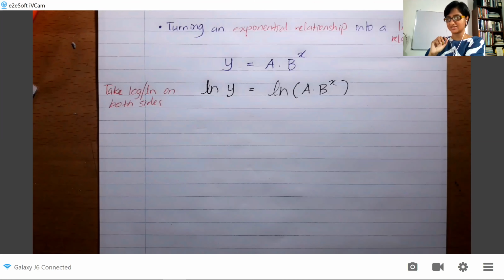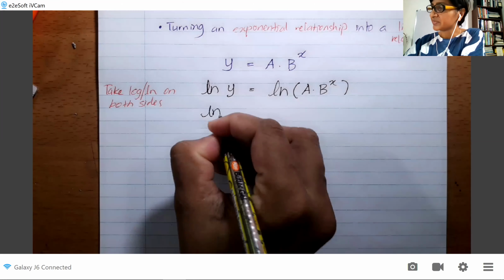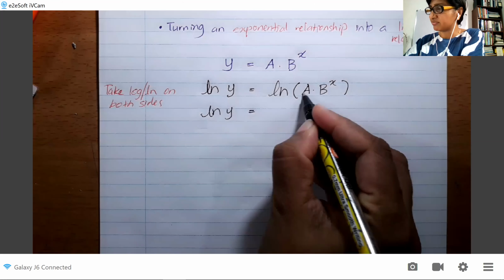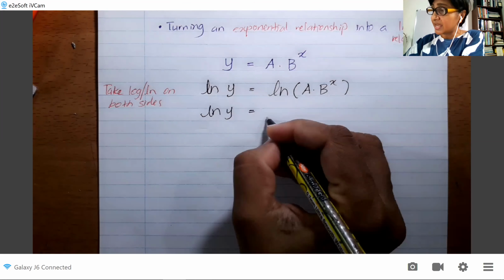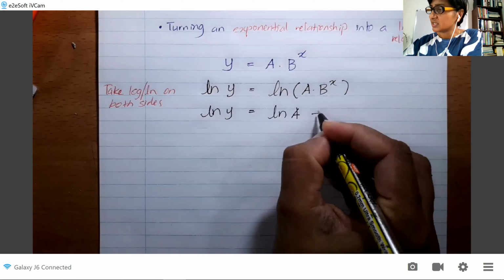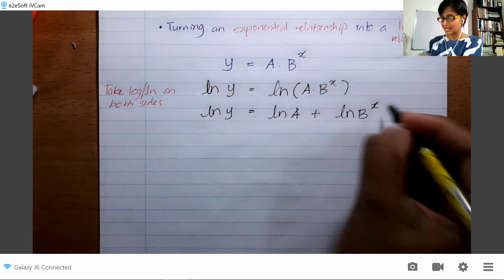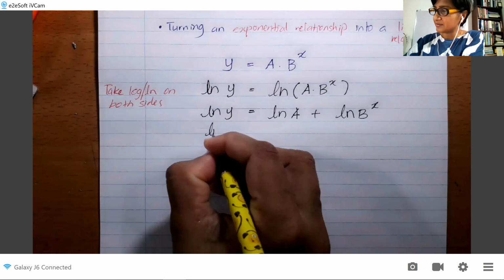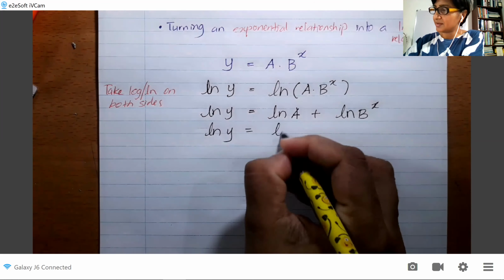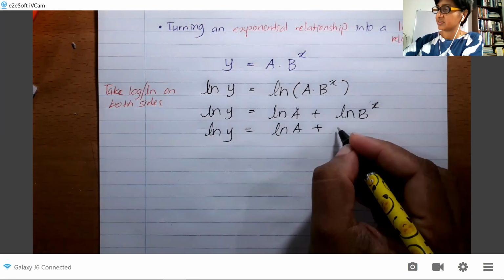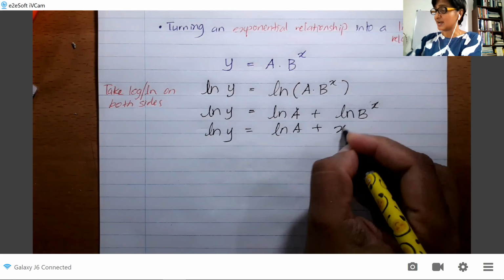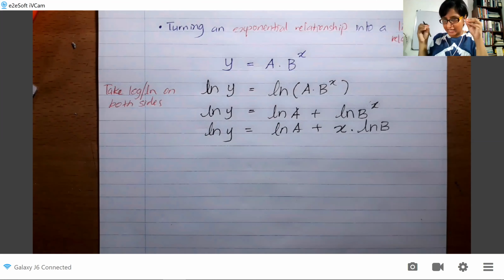Very clear. We have a similar thing going on like the earlier case. Let me just go on to simplify this. ln y on this side. This is a ln of a product. I can write it as ln a plus ln b to the power of x, and then I can bring this x to the front as the coefficient. It becomes like that.